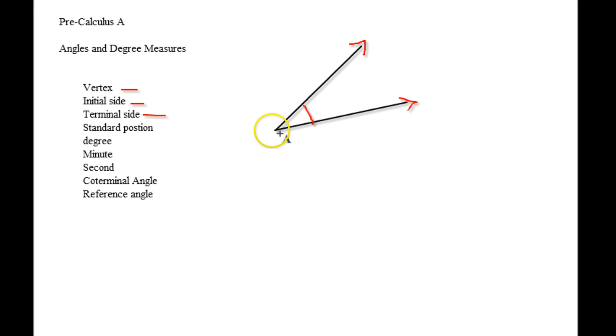When we talk about the vertex, it is this bad boy back here. It's where the crux of the two rays meet. This would be the initial side, and we would talk about the angle starting here from now on and going to here. That leaves this as the terminal side. So that's pretty easy to understand. We're just going to go over vocab in the beginning and work from there.